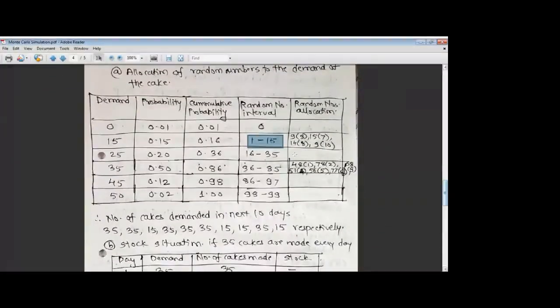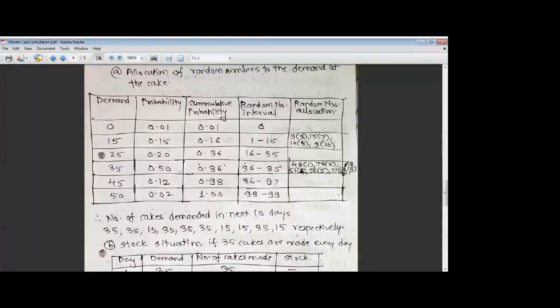Next, how many random numbers do we have? We have 20 random numbers. Since 15 was given here, we will have only 15 random numbers: 1 2 3 4 5 6 7 8 9 10 11 12 13 14 15. These are the 15 random numbers, and the interval has been denoted by 1-15, right? Next we have 20 as the probability, so we have to allocate 20 random numbers, right? 20 random numbers starting from 16.